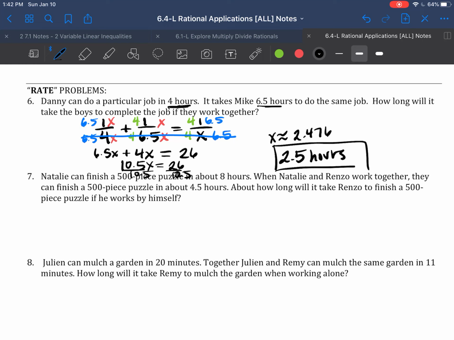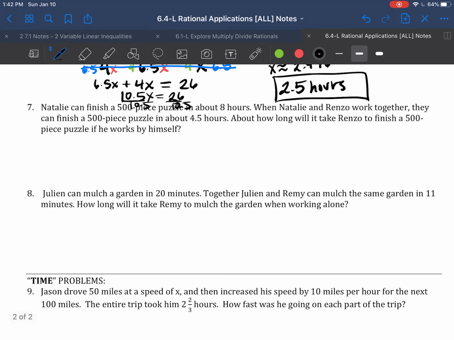Okay, and always double check to make sure that makes sense. If it takes Danny 4 hours and Mike 6.5 hours, it makes sense that it would only take 2.5 hours if they were working together. It should be less than either of their individual times. Okay, so I'm going to set up 7 and 8 for you and then let you solve that, and you can check that with the answer key.